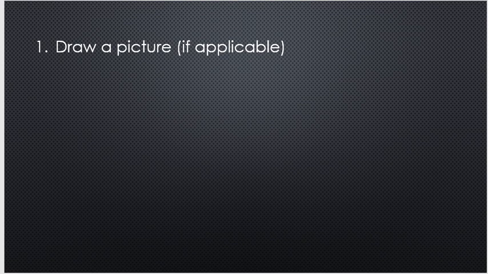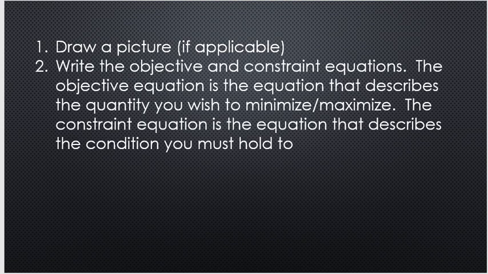Sometimes, though, it's not necessarily something that's really practical. Sometimes it's not really the type of thing that you can do. So if you can, draw a picture of the situation that your problem is describing and label things. It's really going to help things become a lot clearer. Step 2, you're going to write 2 equations, your objective equation and your constraint. The objective equation is the equation that describes the quantity you wish to minimize or maximize.